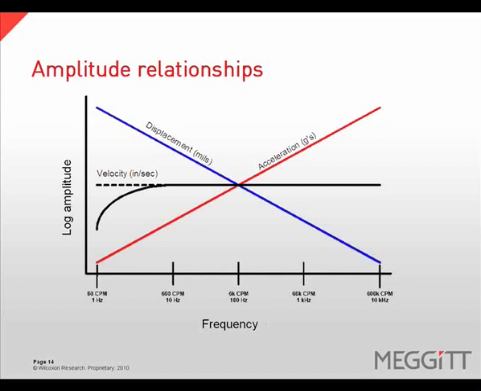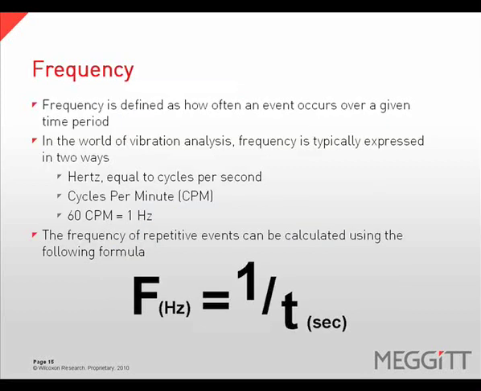Frequency is defined as how often an event occurs over a given time period. In the world of vibration analysis, frequency is typically expressed in two ways. Hertz, which is equal to cycles per second, or cycles per minute, CPM. 60 CPM equals 1 Hertz. The frequency of repetitive events can be calculated using the following formula. Frequency in Hertz equals 1 divided by time in seconds.